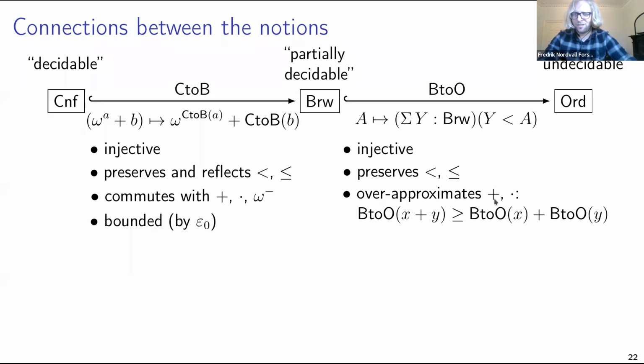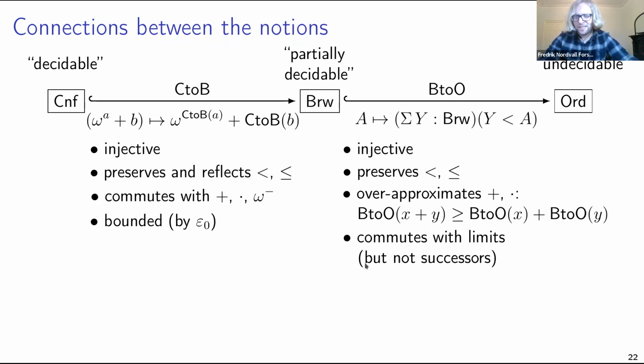But when it comes to the arithmetic operations, it's a little bit harder to show an equality, but one direction is okay to show. So you can show that, for example, if you translate x plus y, then that's at least greater or equal to the translation of x plus the translation of y. Right? Again, I think classically there's no reason why this should actually be a strict inequality, and it commutes with limits, but surprisingly, the fact that it commutes with successors is again a constructive taboo. Right?